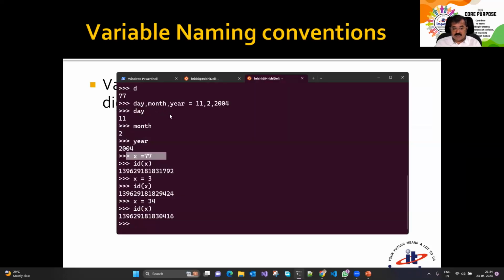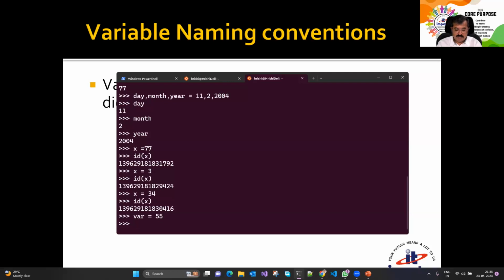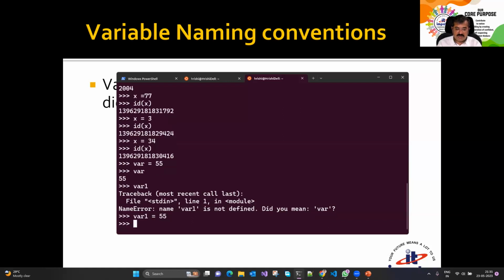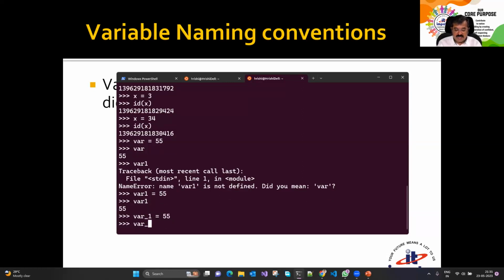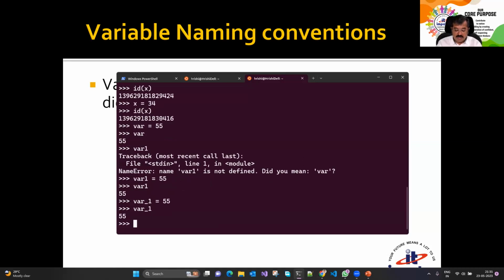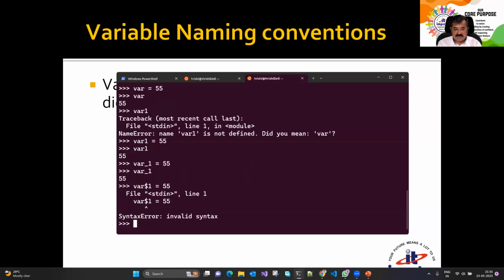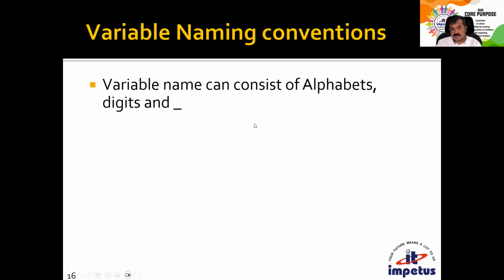Let's do that. Here I create a variable called var1, only alphabet, var is equal to 55. I say var1 is equal to 55, and then I say var1, 55. I can say var underscore 1 is equal to 55, and I say var underscore 1, 55. If I say $1 is equal to 55, this is not allowed. So we can only use things that I have mentioned: alphabets, digits, and underscore.